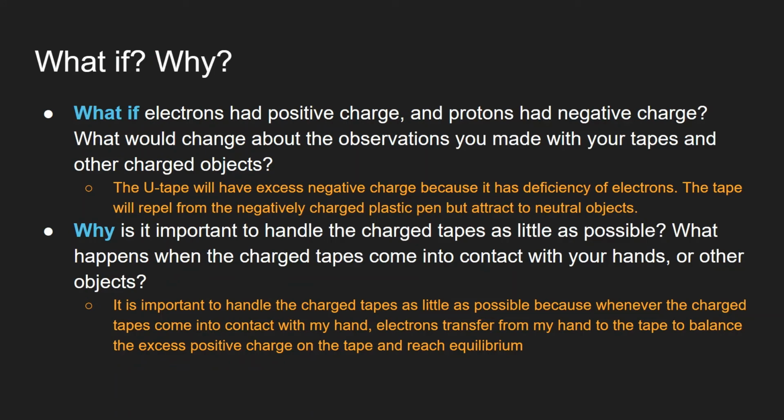What if electrons had positive charge and protons had negative charge? The U-tape will have excess negative charge because it has a deficiency of electrons, and the tape will repel from the negatively charged plastic pen but still attract to neutral objects due to polarization. It's important to handle the charged tapes as little as possible because whenever the charged tapes come into contact with my hand, electrons transfer from my hand to the tape to balance the excess positive charge on the tape and to reach equilibrium.